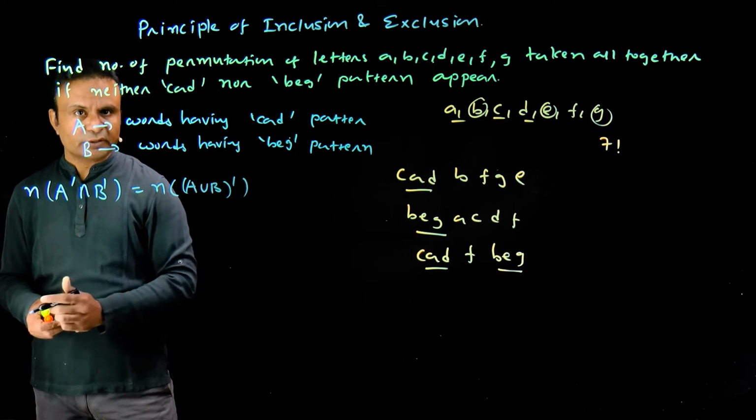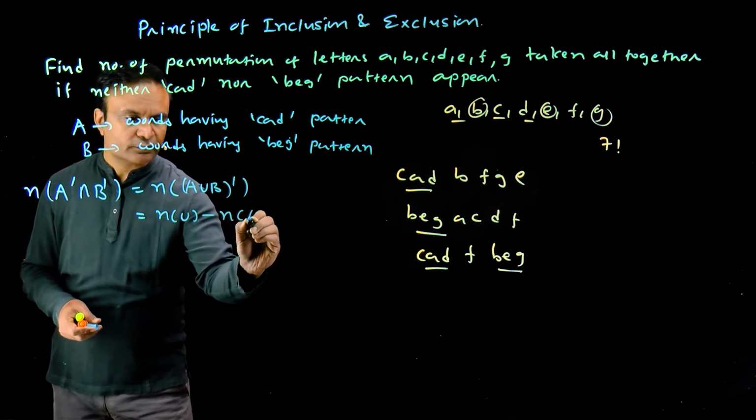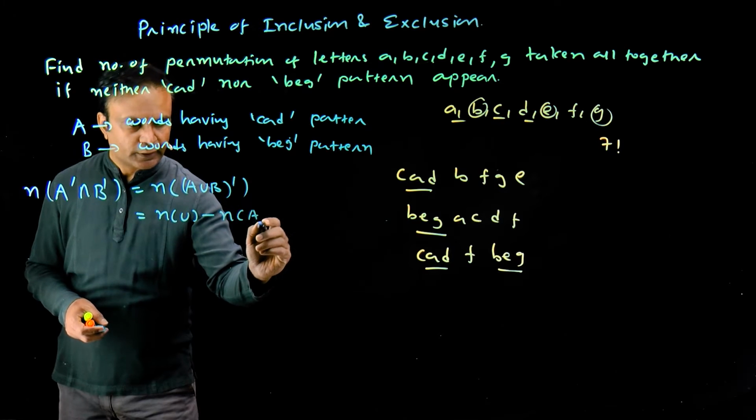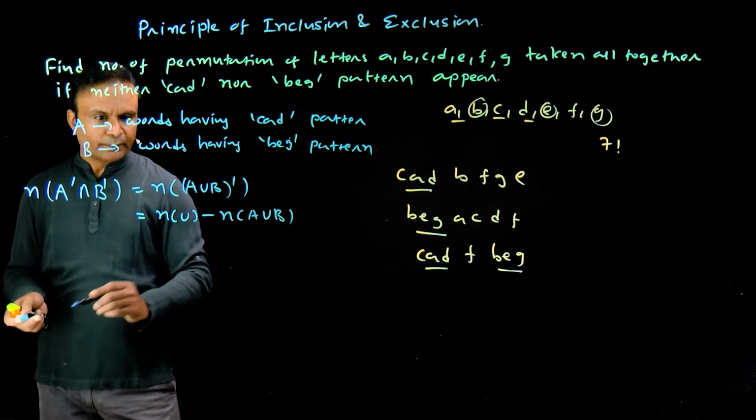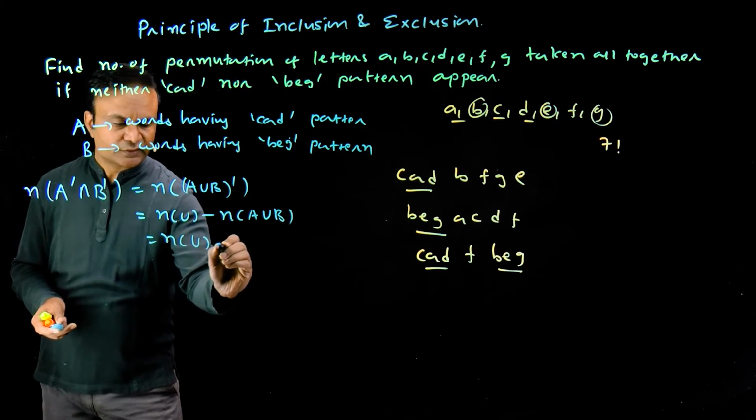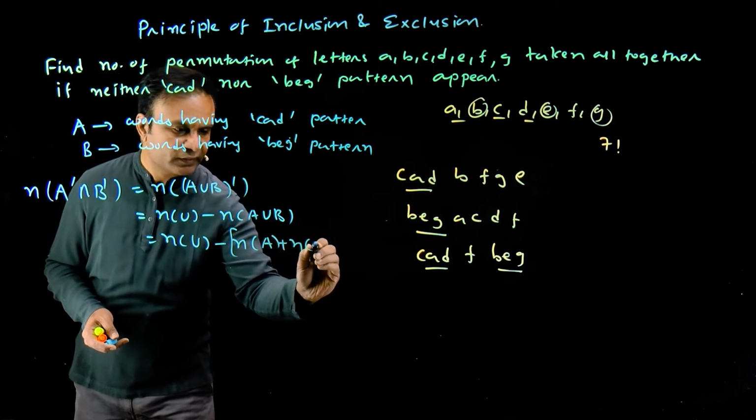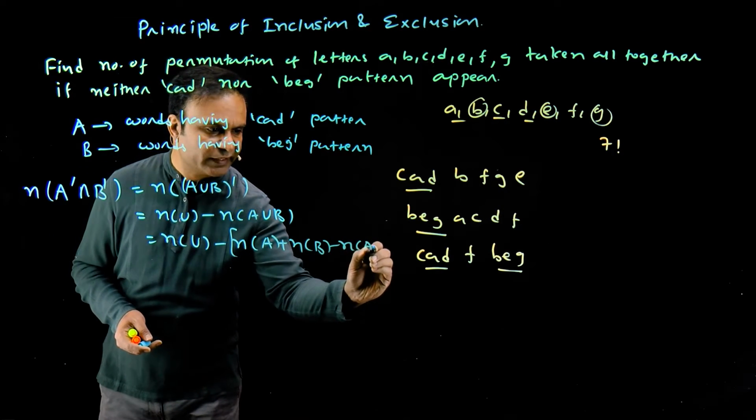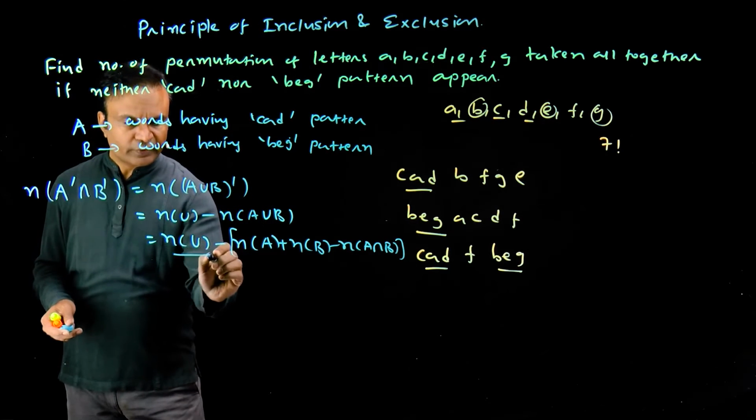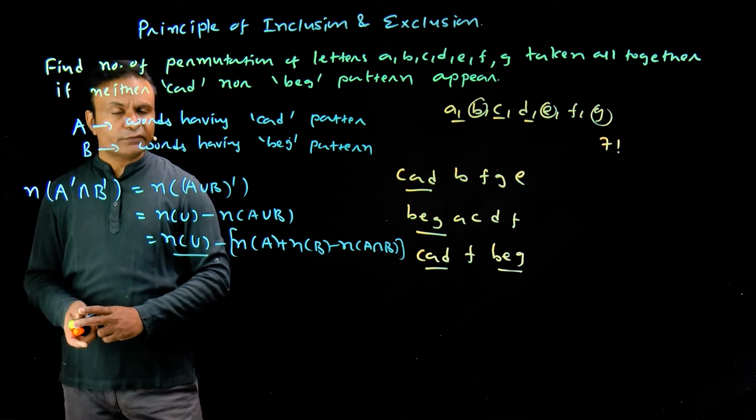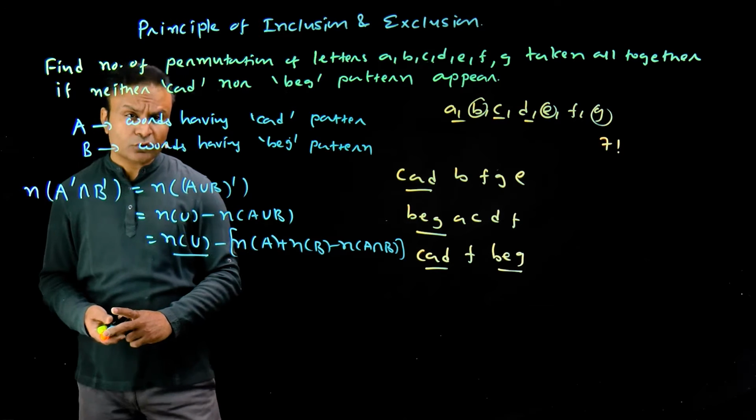डी मॉर्गन्स रूल जो होता है वहां से ये हो रहा है. This is equal to number of elements in U minus number of elements in A union B. Okay, so this is equal to number of elements in U minus number of elements in A plus number of elements in B minus number of elements in A intersection B. Okay, now number of elements in universal set. Universal set means a set of words in which there is no restriction.